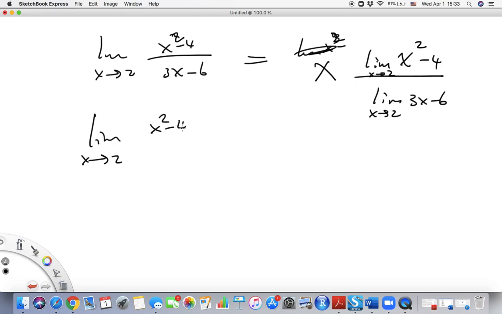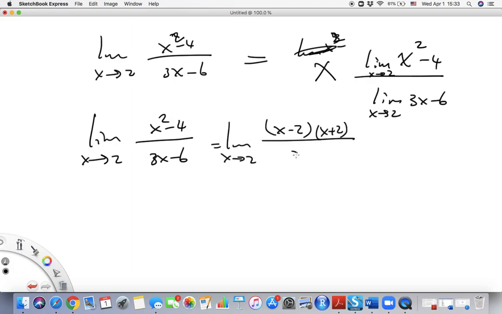For x squared minus 4 over 3x minus 6, you can factor your numerator as x minus 2 times x plus 2, and in your denominator you can take out the 3 and write it as 3 times x minus 2. So these two cancel. Now you don't have this dividing by 0 problem, and then you just plug in x equal to 2. That's going to give you 4 over 3.